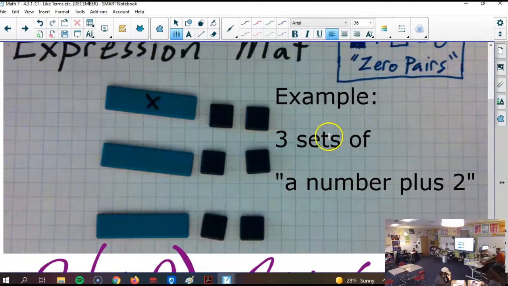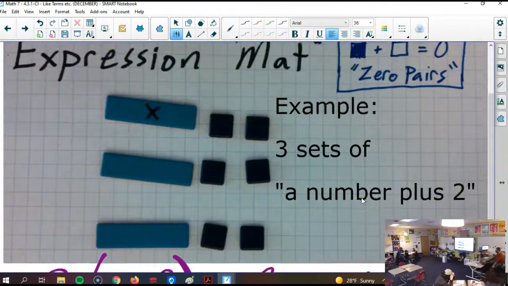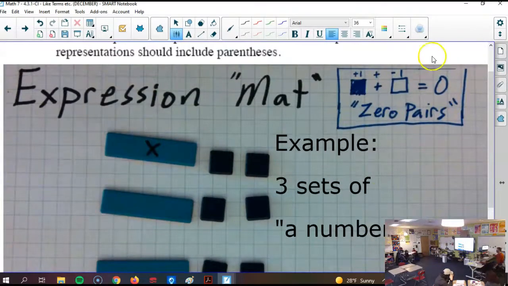So then, if I were asked to write this out, 3 sets of a number plus 2, I could write out as 3 of, which tells me to multiply, so we use our parentheses, and our groups that I made are x plus 2. I got 3 of them. If I'm then asked to simplify that and say, what do I have in total? I do the multiplication, and I got 3x and 6. Does this make sense? Really what I'm saying is, do we have any questions?